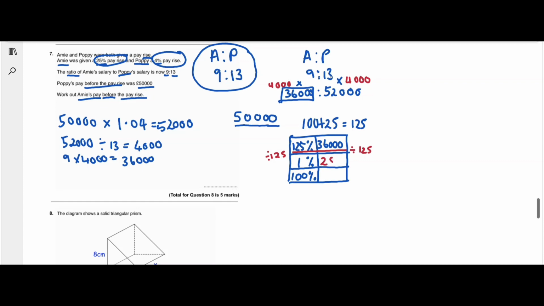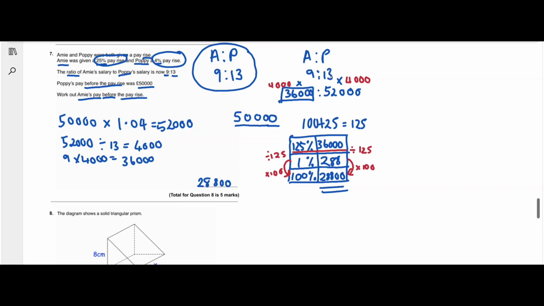So 1% is 288. So therefore, let's just write that in blue so you can see the difference between my operations and my answers. 288. So I now need to get from 1% to 100%. Well, that's easy. I'm going to times by 100 because I now know what 1% is. So I times that by 100 and you will get 28,800. So that is my final answer. That was her pay before the pay rise.